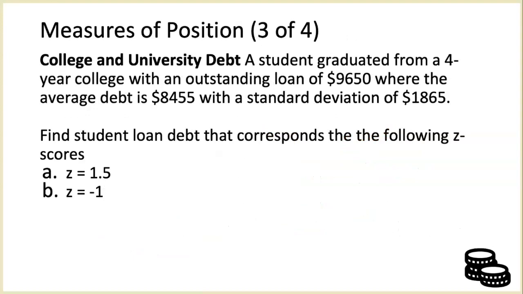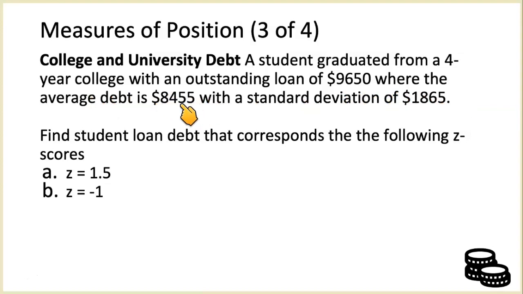Now we can also take the same concept of z-score and use it to help us find a value. So in this problem, it says a student graduated from a 4-year college with an outstanding loan debt of $9,650. So that's the value, where the average debt is $8,455.